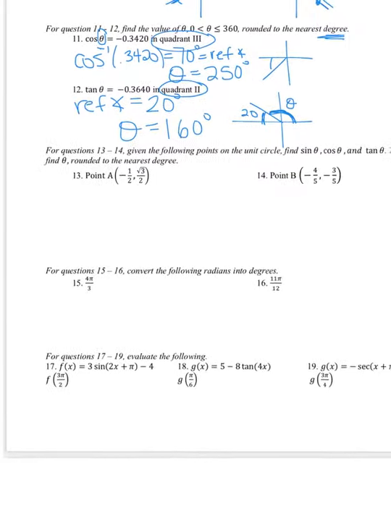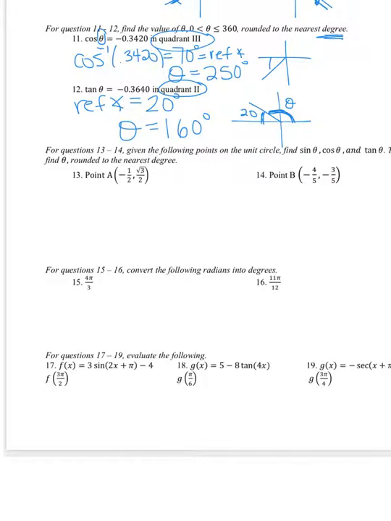For number 13 and 14, this combines what we just did in 11 and 12, along with what we did for numbers 2 and 3 previously. So this is like a mixture of numbers 2 and 3 and 11 and 12. For questions 13 through 14, given the following points on the unit circle, find sine of theta, which will be my y value, cosine of theta is the x, and tangent, which is y over x. Then it says, then find theta rounded to the nearest degree. So then you're going to do what we just did in 11 and 12 up here.